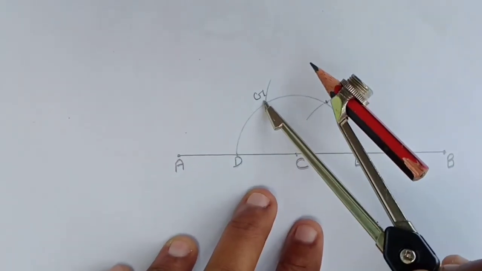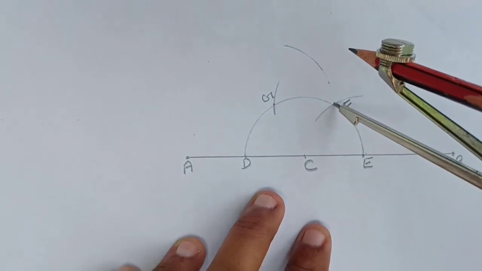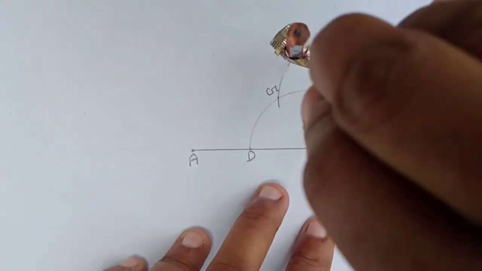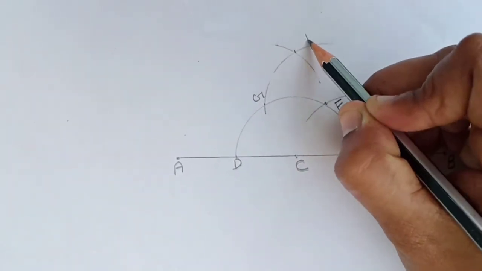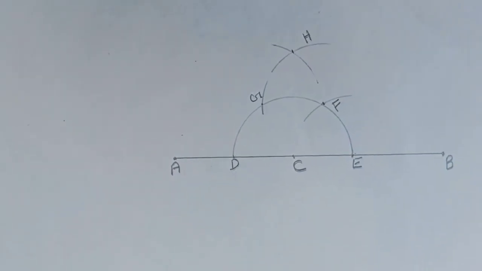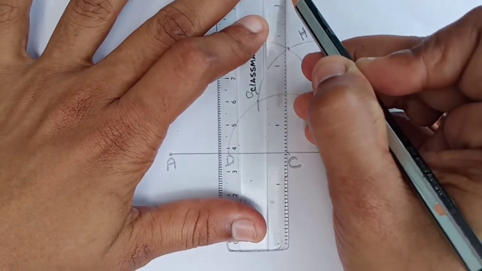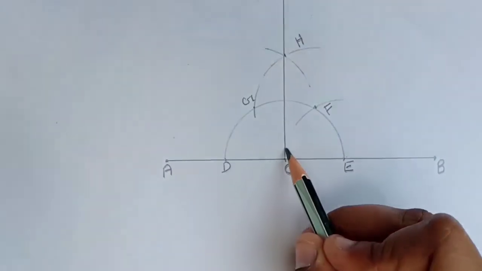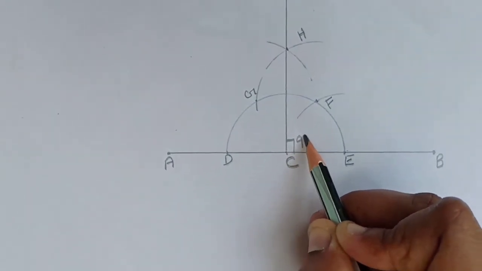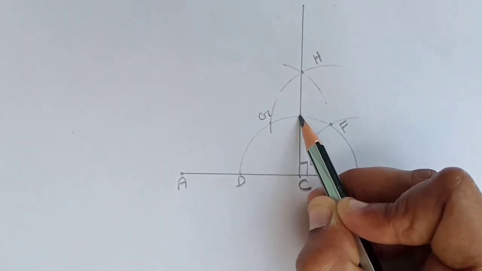Now we have to bisect the space between G and F. For that, take a convenient radius with G as center and draw an arc. By using the same radius with F as center, cut the previous arc. The point of intersection of the two arcs is marked as H. By using your ruler, join the points H and C. So angle HCB or BCH is 90 degrees and angle ACH is also 90 degrees.